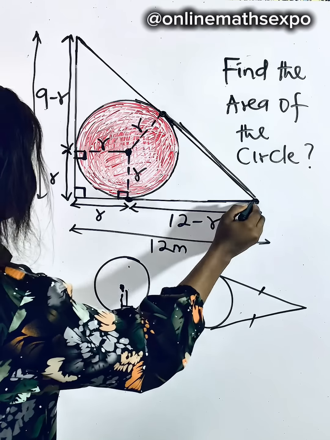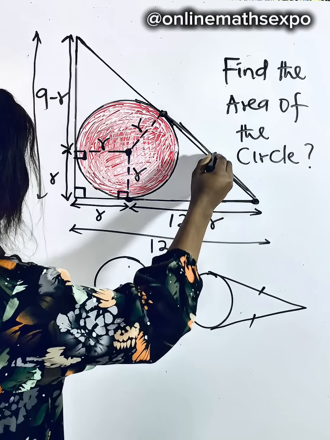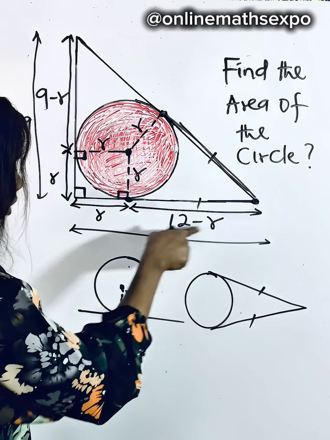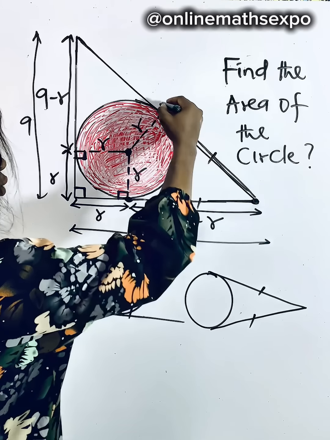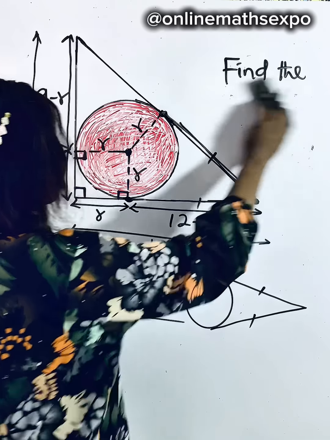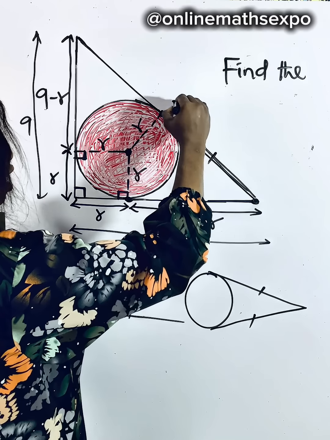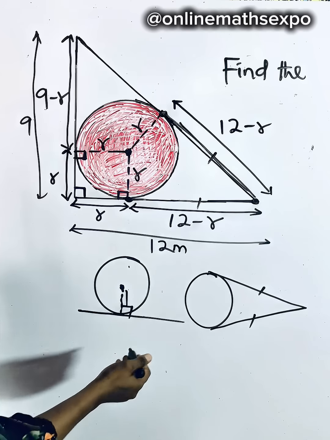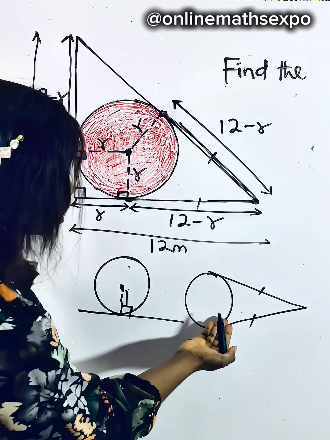So if from here to here is the same as from here to here, it means that the whole length here, which we have said is 12 minus r, is going to be the same as what you have here. We can adjust this to have it this way. So we now have from this length down to this length is going to give us 12 minus r. That is your tangent theorem.